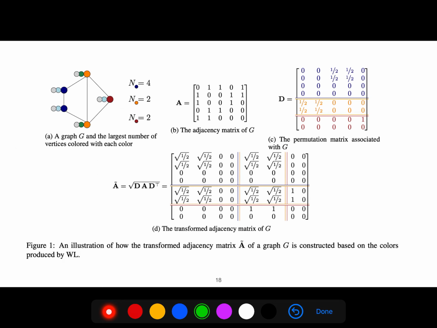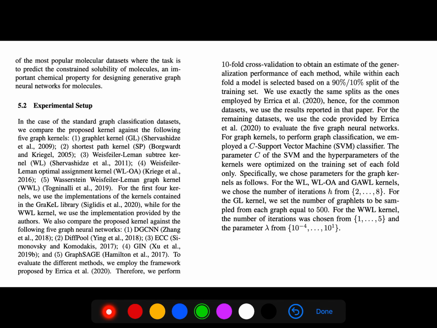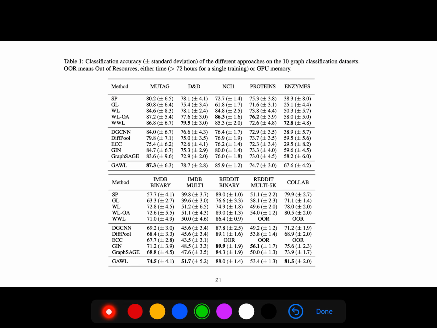And this is the illustration of how the transformed adjacency matrix is constructed based on the colors produced by the WL algorithm. And they did some experiments on a protein dataset and other benchmarks for graph classification.